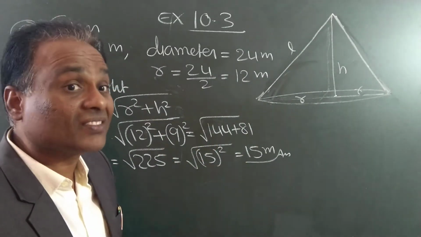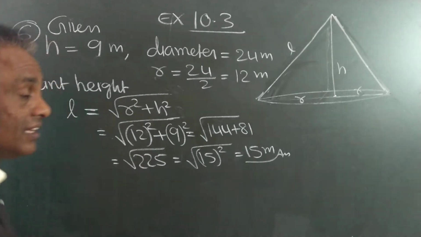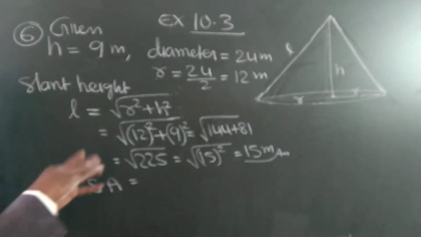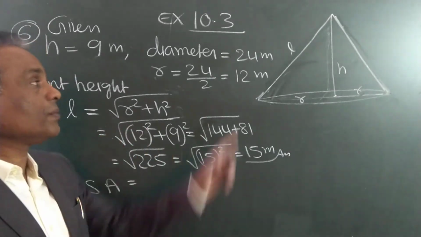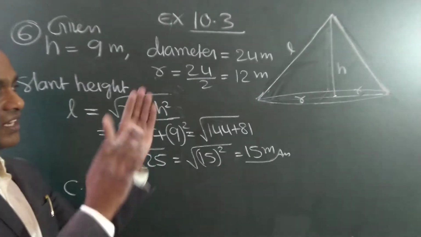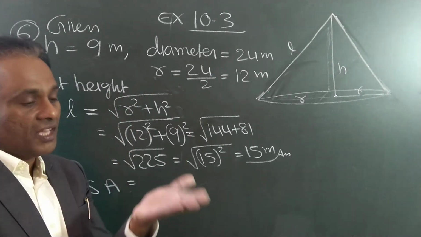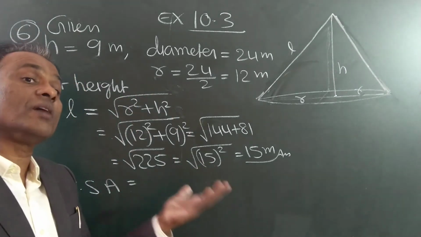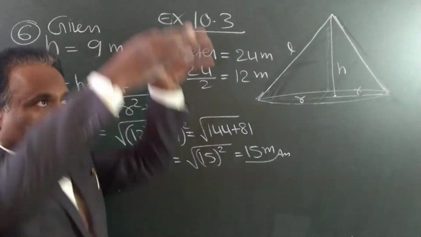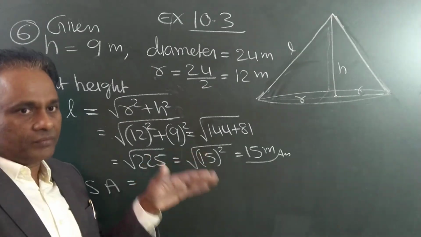So how much cloth is required to make this tent? That is the curved surface area. The amount of cloth required to prepare this tent is nothing but the curved surface area. If you add the base area, then it becomes the total surface area. But base we are not adding, because a tent means only like this, not the base.